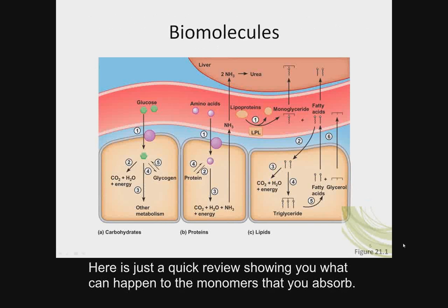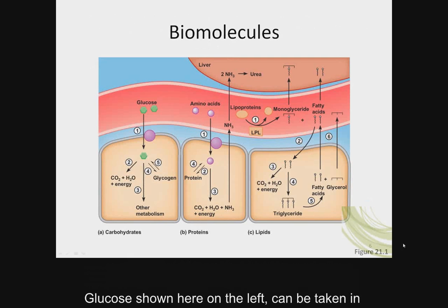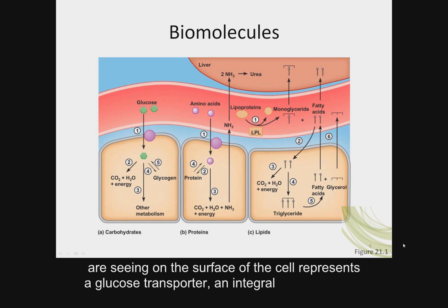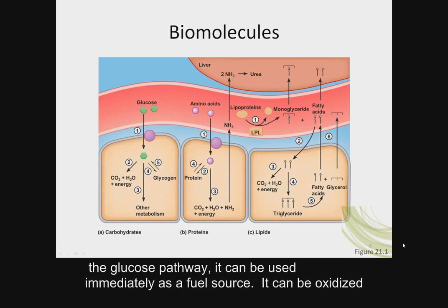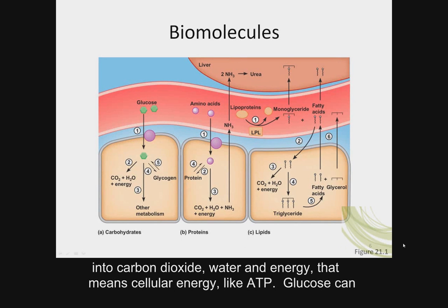Here is just a quick review showing you what can happen to the monomers that you absorb. Glucose, shown here on the left, can be taken in by the cells. The purple dot that you are seeing on the surface of the cell represents a glucose transporter, an integral protein that will help incorporate glucose into the cell. Shown here in step 2 for the glucose pathway, it can be used immediately as a fuel source. It can be oxidized into carbon dioxide, water, and energy. That means cellular energy, like ATP.